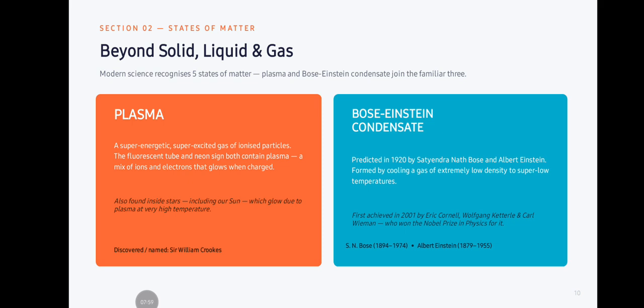Bose-Einstein condensate, predicted in 1920 by Satyendra Nath Bose and Albert Einstein, formed by cooling a gas of extremely low density to super low temperatures. First achieved in 2001 by Eric Cornell, Wolfgang Ketterle, and Carl Wieman, who won the Nobel Prize in Physics for it.